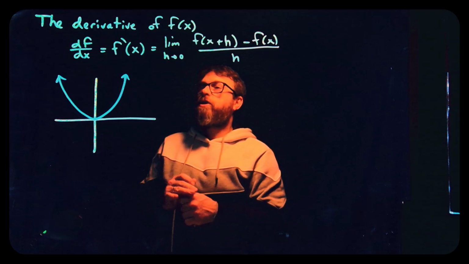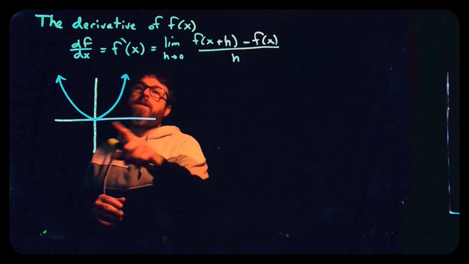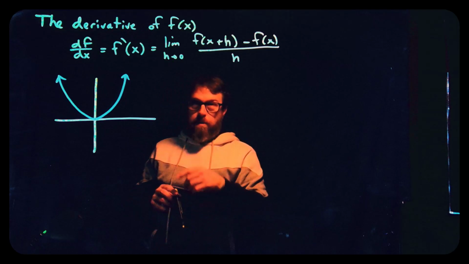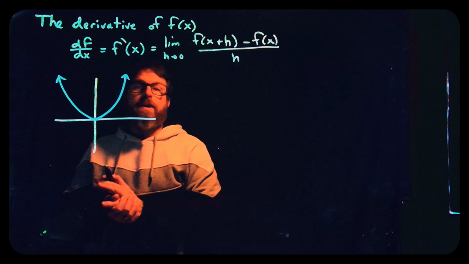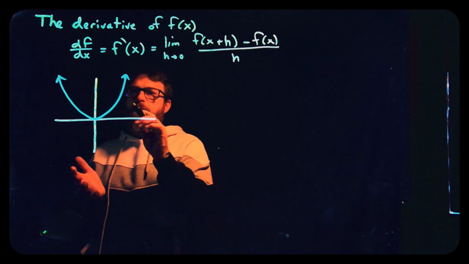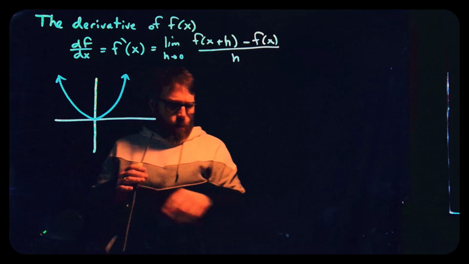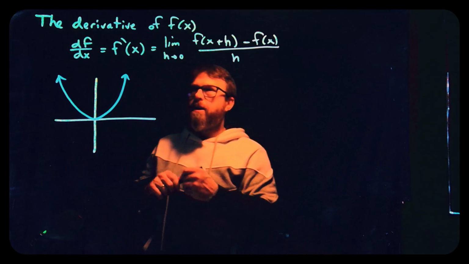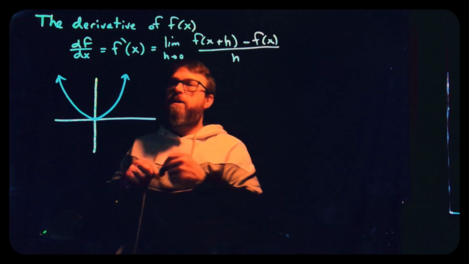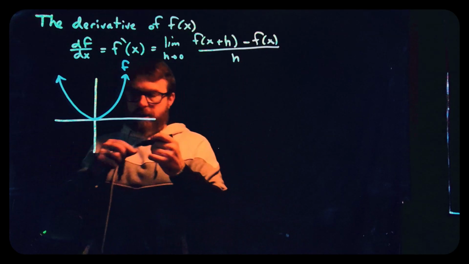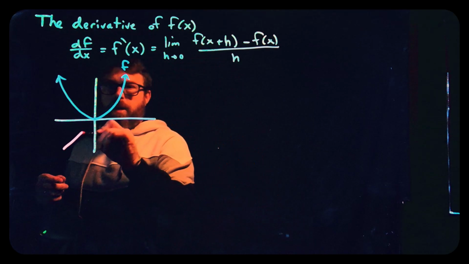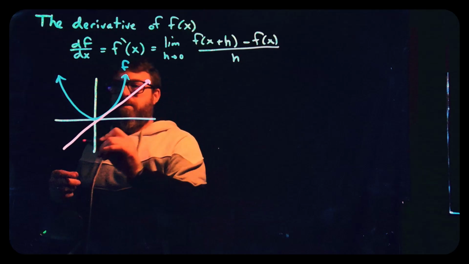Now, I've chosen this function kind of wisely. This is the function y equals x squared, and I know its derivative is going to be 2x. We'll verify that in a second. What I want to show you is that f prime of x is going to be another function. So if this blue function is f of x, then this function here is going to be equal to f prime of x.